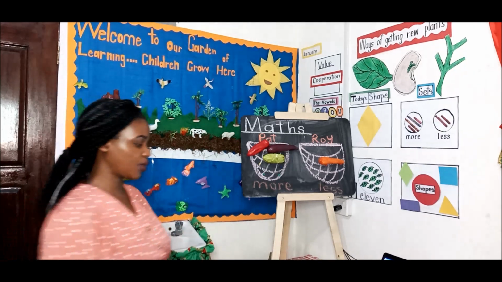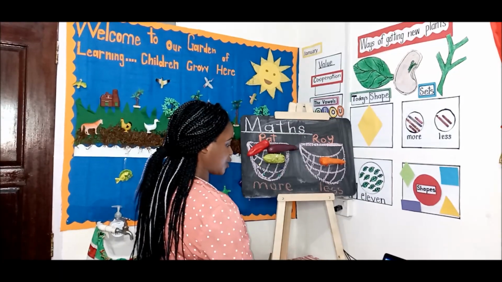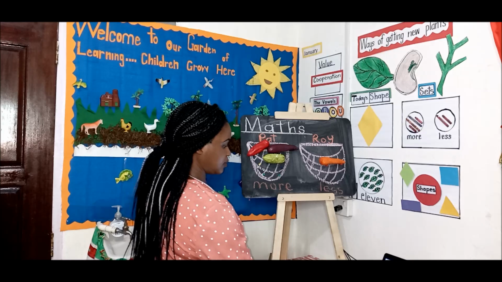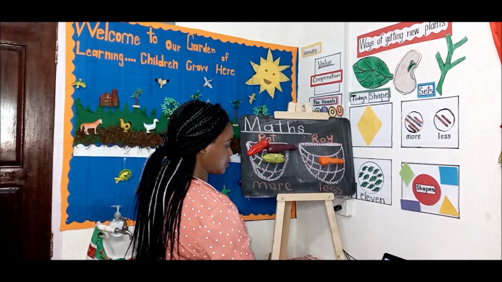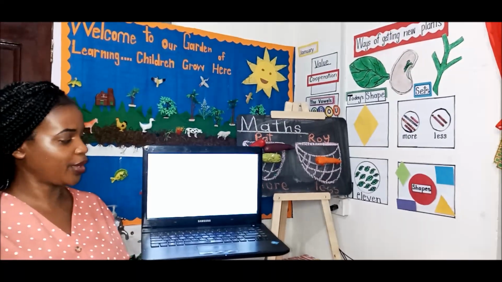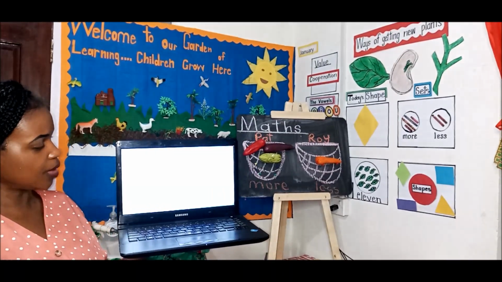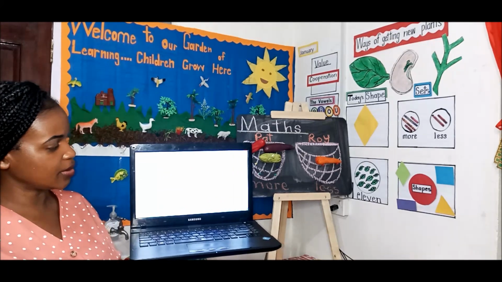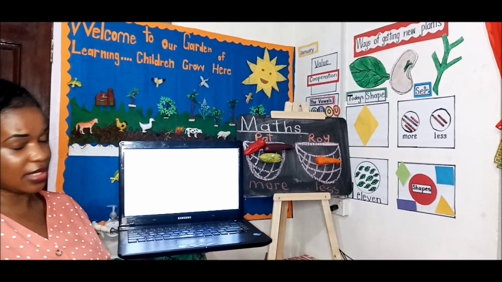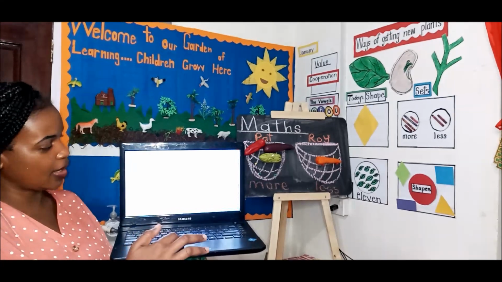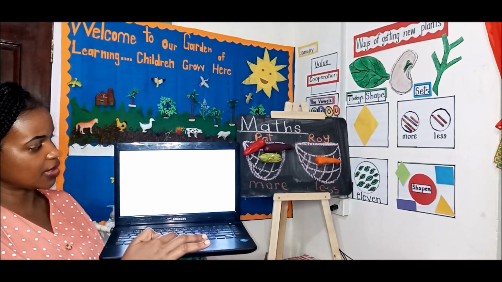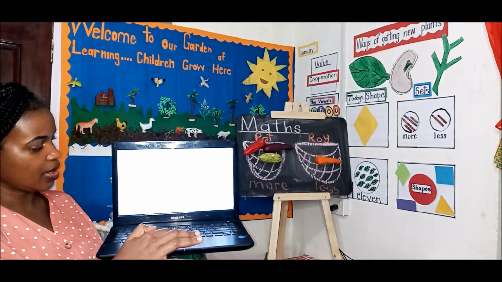Now we're going to look at our worksheet. Okay, our worksheet for mathematics. Yes, boys and girls, so now it's time for work. And on your worksheet, you are going to put an X on the box in each row with the less flowers. On the box that has less flowers, you're going to put an X. Okay? So you count in order to know which one has less and which one has more. You have to count, okay?